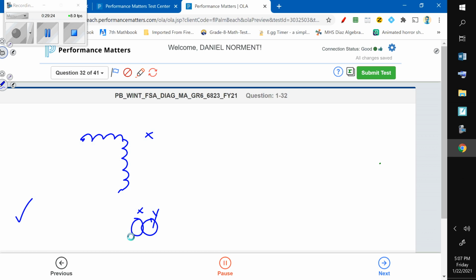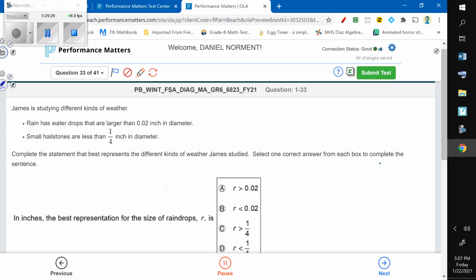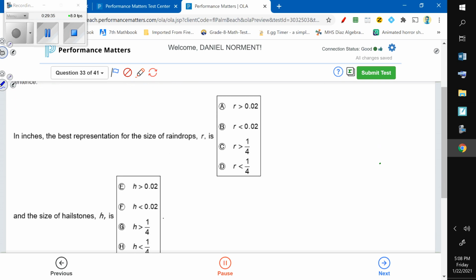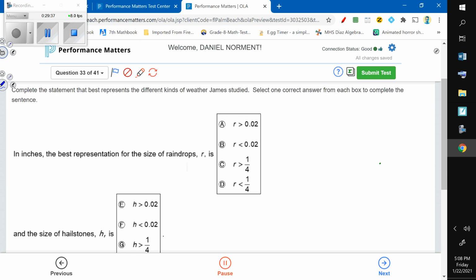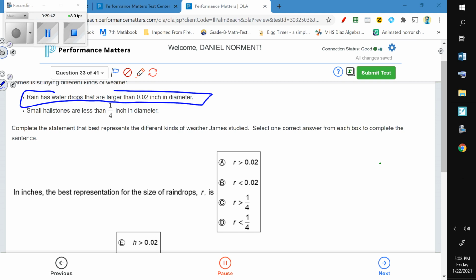33. So 33. This one looks really complicated, but it's not. So complete this statement. The best represents the different kinds of weather that he studied. Okay. In inches, the best representation for the size of raindrops. Look at this statement. Raindrops larger than 0.02 inches. Okay, so that means the raindrops are going to be bigger. It's going to be larger than 0.02. Obviously, that's A. So for this one, that's A for the first one.